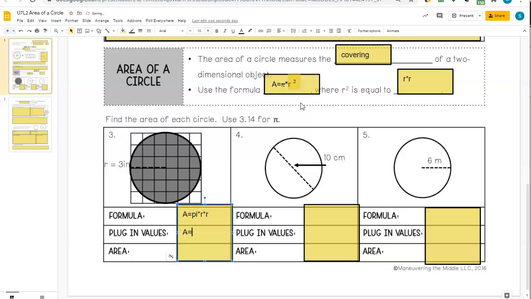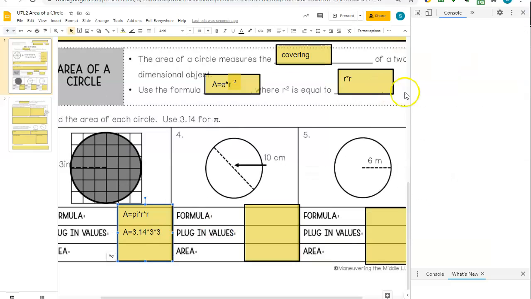So our A equals 3.14 times, let's see what our radius is. Well, it's 1, 2, 3 units, and they even told us our radius was 3 inches. So times 3 times 3. We need to do that calculation. Alright, so let's do 3.14 times 3 times 3. And I'm going to pull up a calculator real quick here.